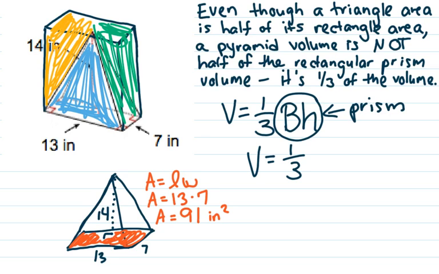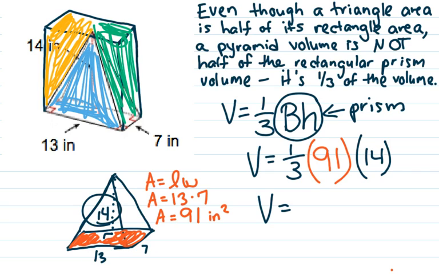Now we're going to put it into our formula. 1/3, because the pyramid is just 1/3 of the big prism's volume, times the base area, which we found to be 91, times the prism height, which is 14. It's the same height as the pyramid, because we're looking at the prism that would have the exact same height as the pyramid. Now 91 times 14 is 1,274. So we're going to say 1/3 times 1,274.